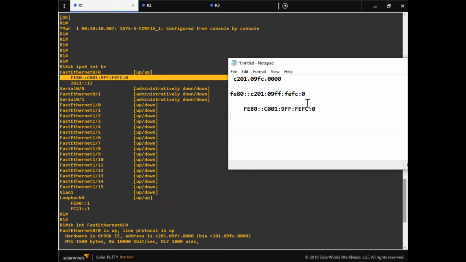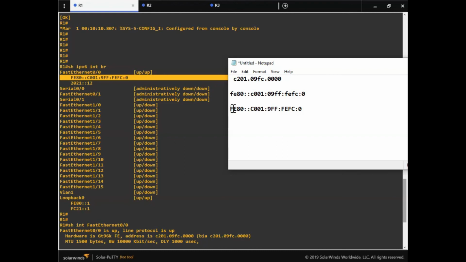Can you see? We are having the same thing I was showing you. The 7th bit is 0, so it is 0. You can just compare it. This particular link local IP address is derived from the MAC through the EUI-64 format. If there is any doubt, please ask me. Otherwise, I am going further.